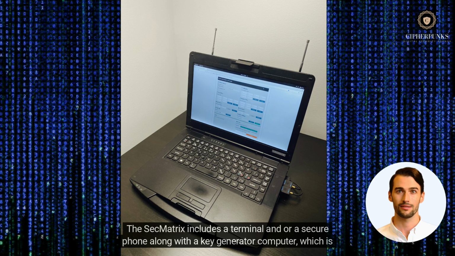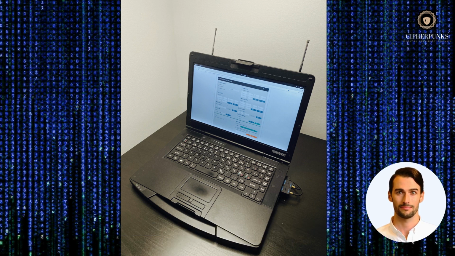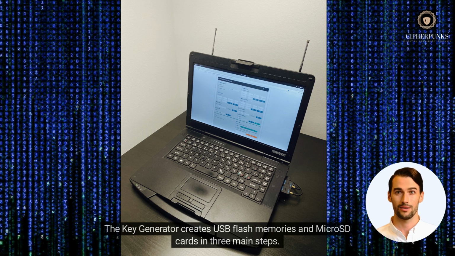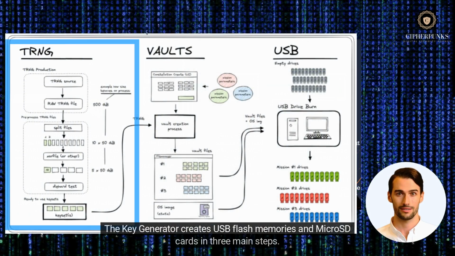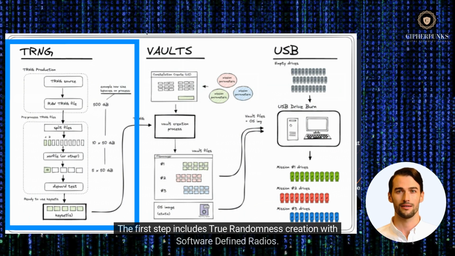The SecMatrix includes a terminal and/or a secure phone along with a key generator computer, which is a fully offline system for creating the one-time pad keys for all SecMatrix devices. The key generator creates USB flash memories and micro SD cards in 3 main steps. The first step includes true randomness creation with software-defined radios.